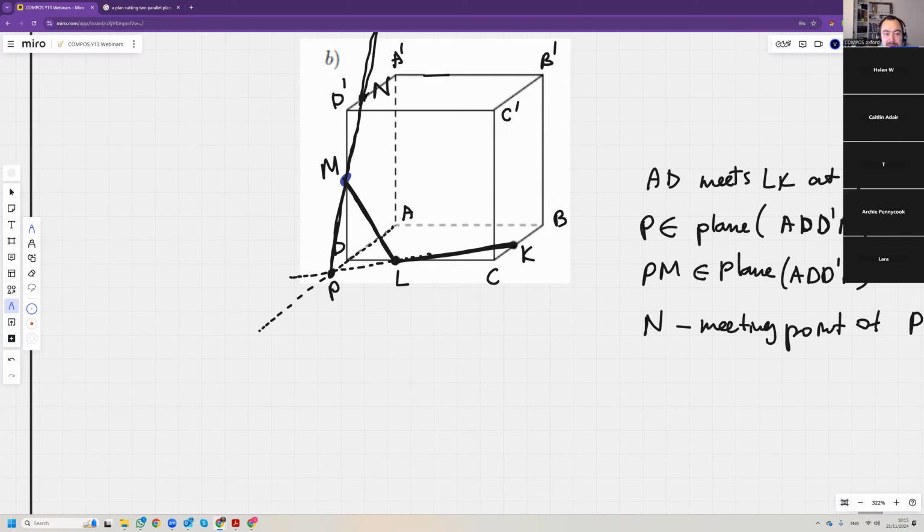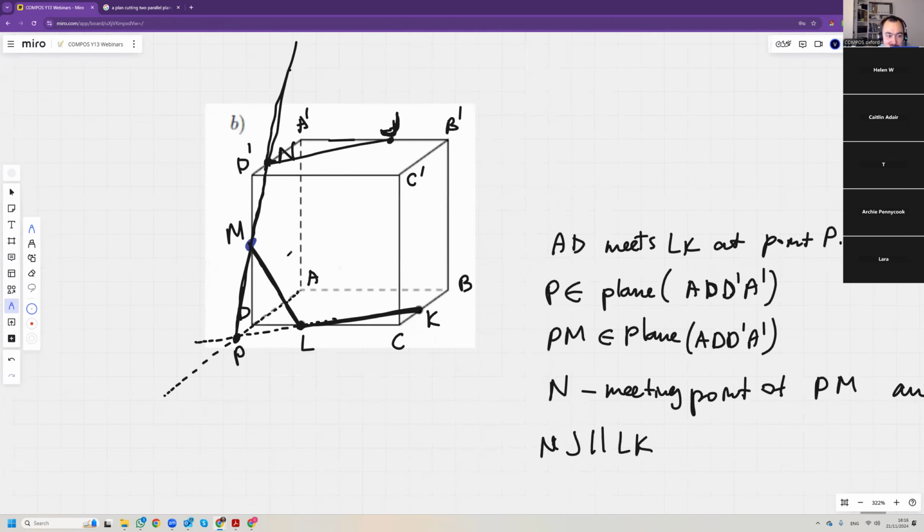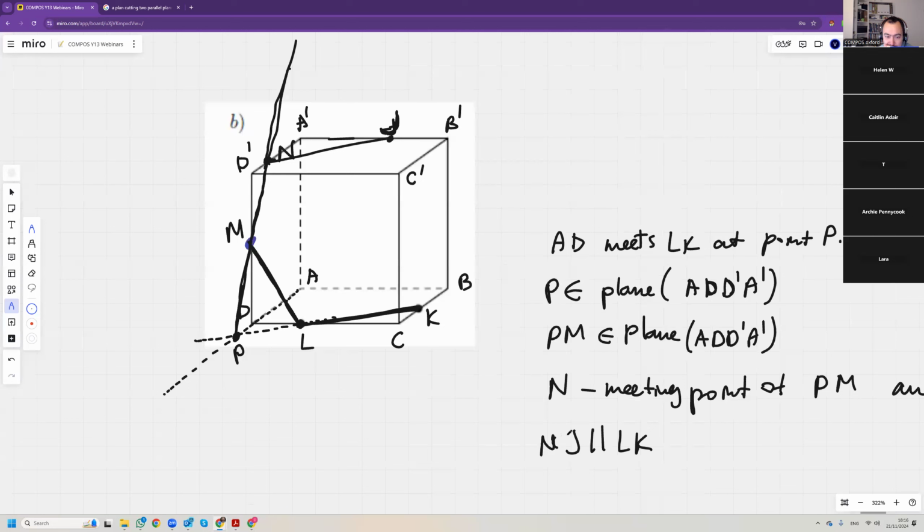So NJ is parallel to LK because the planes are parallel, so you're allowed to do that, NJ. Okay. All right, so now what happens next? Well, now you draw a line parallel to ML.